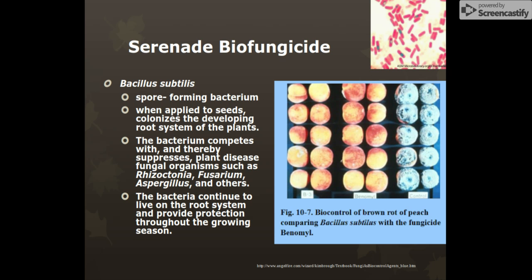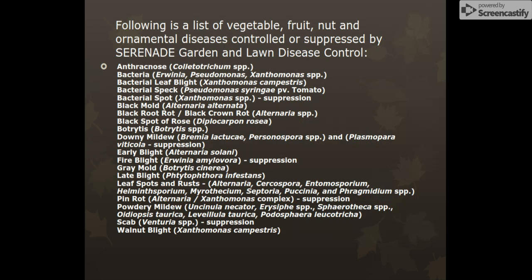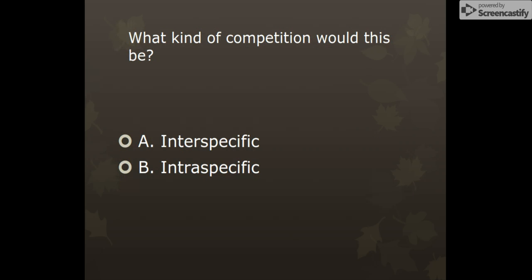peaches. And so because of this competition, it's going to keep these fungi like brown rot from growing on these peaches. And so we've got this really nice biological control where we can protect our fruit from these fungi just by letting this bacteria grow there, which is harmless to us. This just shows that it's used on a lot of different things and prevents the growth of a lot of things. So what type of competition would this be?